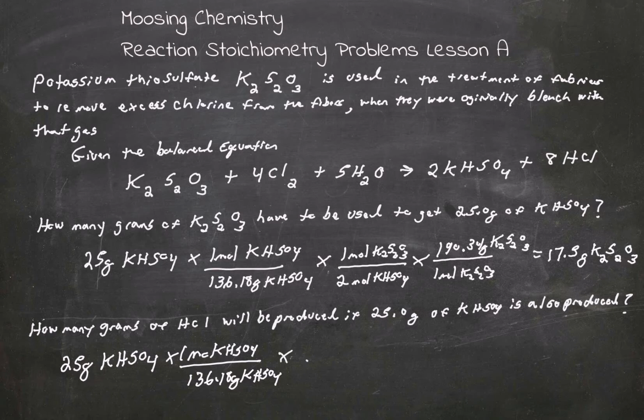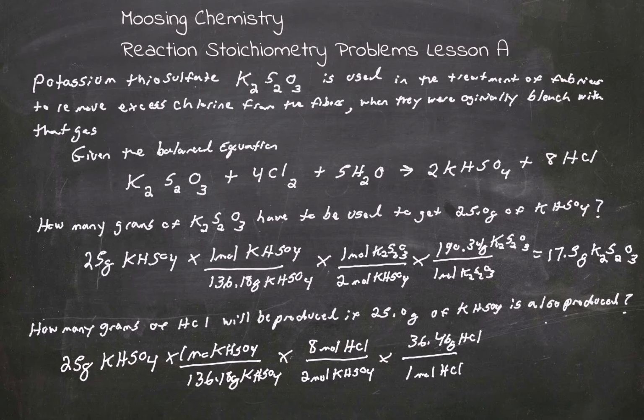Now we're going to turn that into moles of HCl, but to do that, we need to look at the ratio. There is a ratio of 2 to 8. That's the molar ratio between those two. So we're going to put 2 moles down here because we have to cancel out the mole above. Then we're going to put 8 moles of HCl. But we don't want to find moles of HCl, we want grams of HCl. So we're going to go 1 mole of HCl on the bottom, and then we're going to put 36.46 grams of HCl.